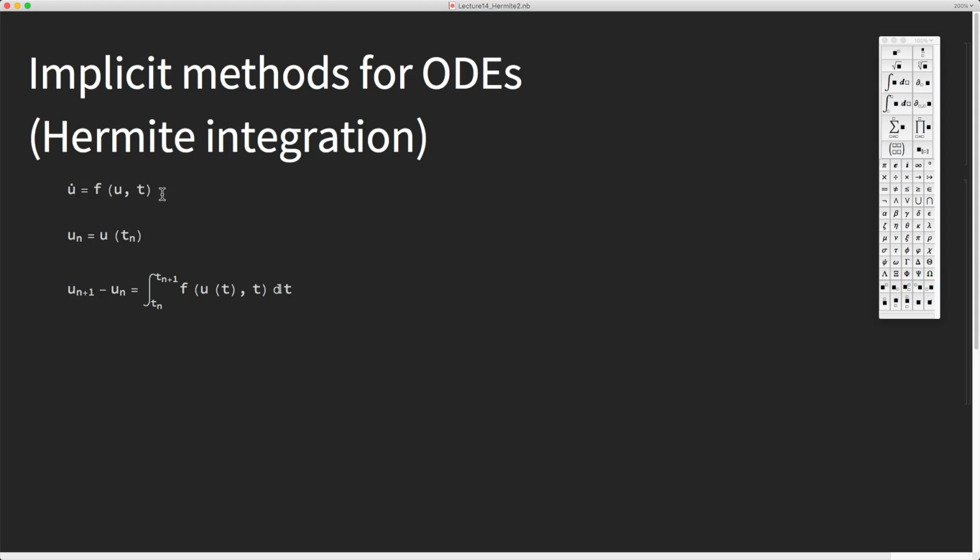So by the fundamental theorem of calculus, we can integrate this equation over a small time interval from tn up to tn plus 1. And we can directly integrate u dot, and it will be un plus 1 minus un. And then we have the integral of f with respect to time here. And remember, f can be a function that depends on u, but it can also depend on time explicitly.